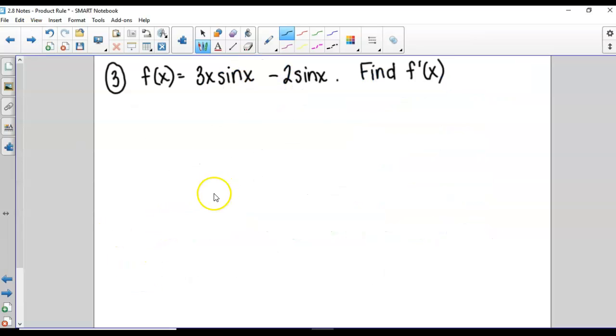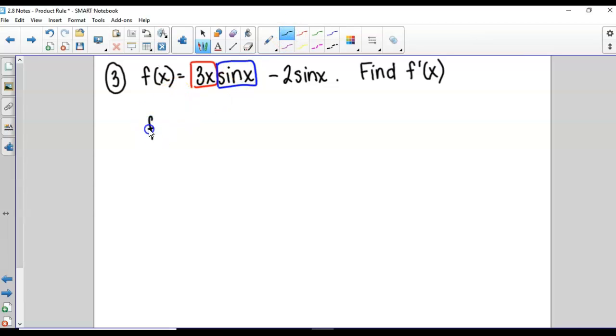Our last example is going to be f of x equals 3x sine x minus 2 sine x. And so for this problem, you've got two things separated by a minus sign. So you can take the derivative of this first part separate from the second part. The first part is going to require a product rule because you've got 3x times sine of x. So you've got some expression with an x times some other expression with an x. So you have to use a product rule for this.